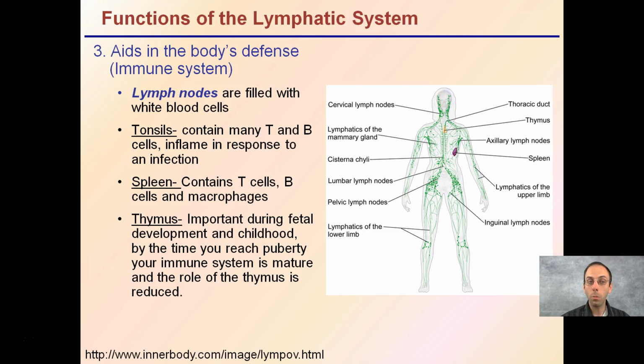Number 3, the last function of the lymphatic system that we're going to focus on, is that it aids in the body's defenses, which is the immune system. Lymph nodes are filled with white blood cells. Three particular areas of importance are the tonsils, up here. They contain many T and B cells and inflame in response to an infection. The spleen, located here, contains T cells, B cells, and macrophages. And our thymus right here in the center is important during fetal development and childhood, and by the time you reach puberty, the immune system is mature and the role of the thymus is reduced. Again, not to 0, but it is reduced at later stages in life.